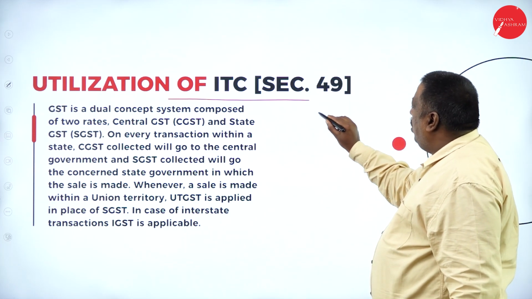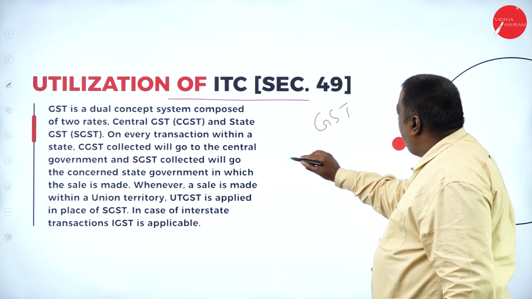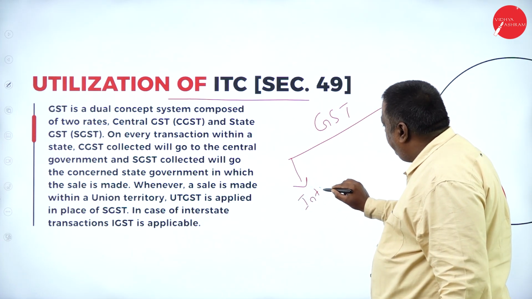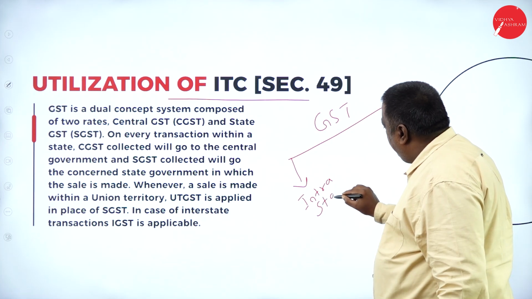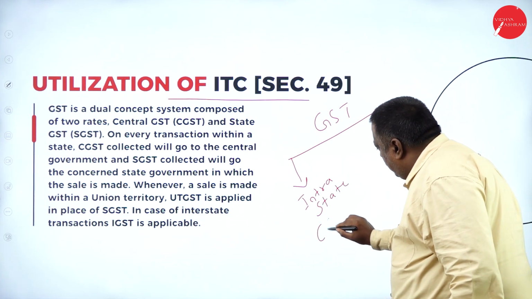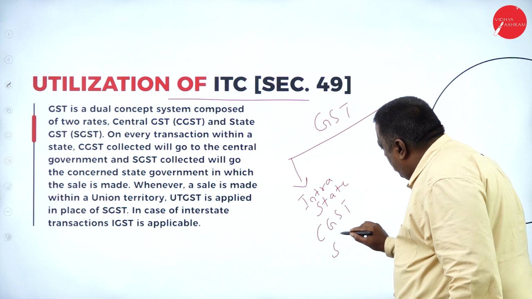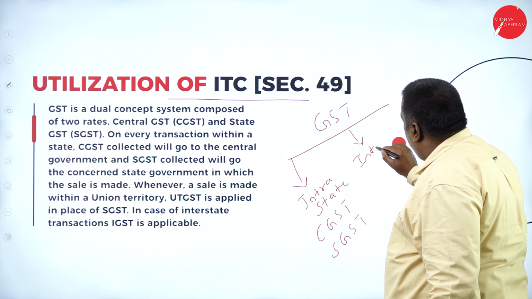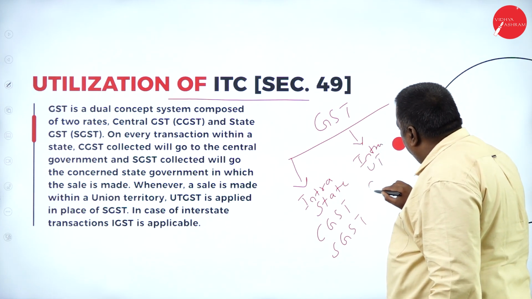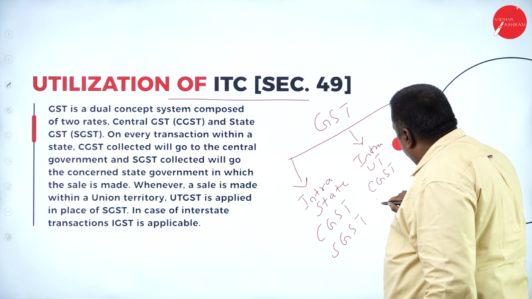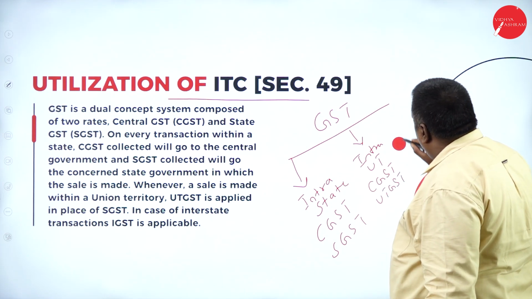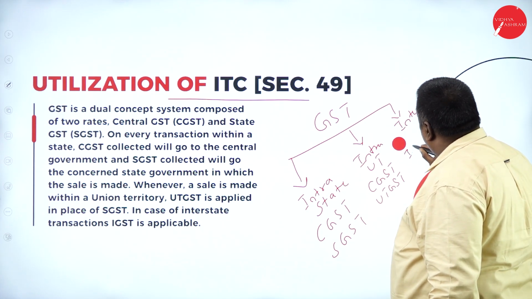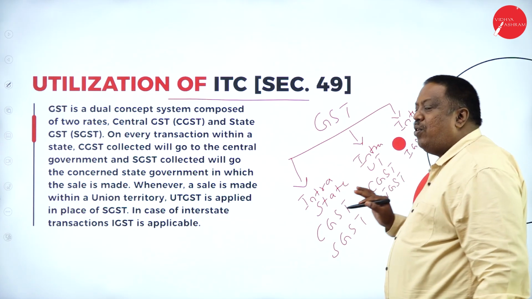They're saying that whatever GST we are going to collect, we have a dual concept. The first one is, if it is intra-state, then CGST and SGST. If it is intra-Union Territory, then CGST and UTGST. If it is inter-state, then IGST. This is the concept we have here.